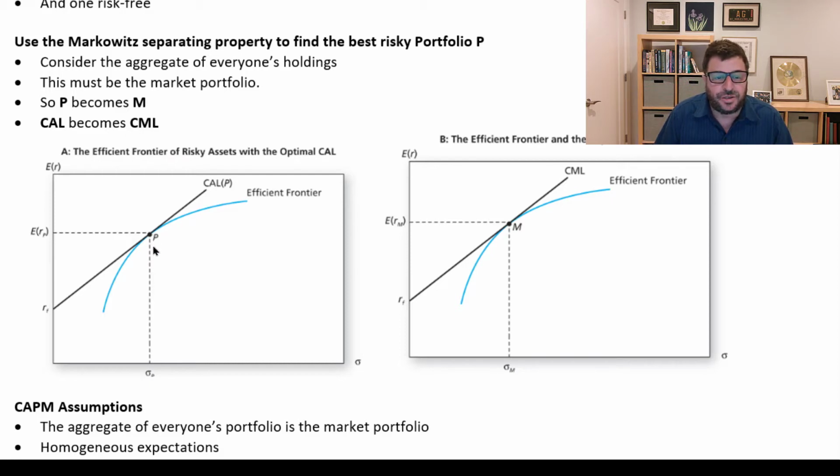And so P, this risky portfolio of n stocks, actually becomes M, the market portfolio. Instead of having a CAL, a capital allocation line for some risky portfolio, we just change the name and refer to this as the capital market line for the entire market portfolio. So the capital allocation line becomes the capital market line, P becomes M. The difference is just the theoretical assumption that we're going from some large number of stocks N to every stock M.